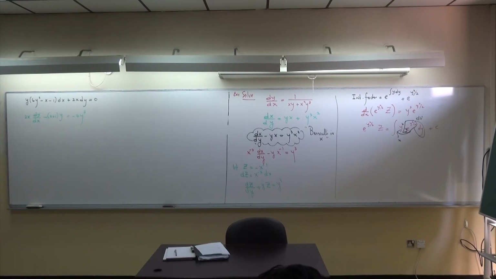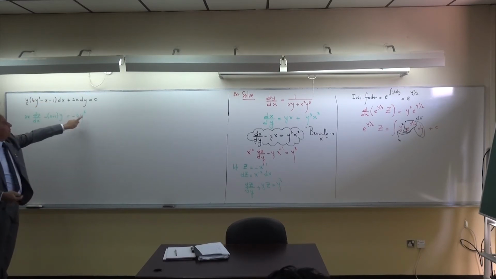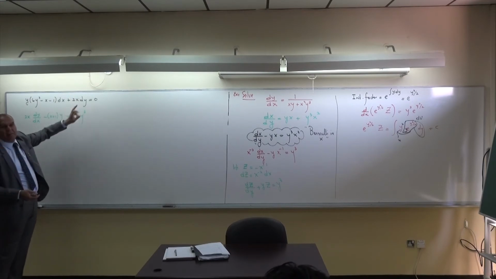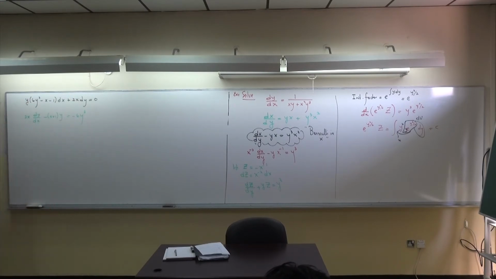You have to write it in the Bernoulli form. The Bernoulli form says: function of x times dy/dx, plus function of x times y to the power 1, equals function of x times y to the power of whatever number, in this case y cubed. So we know this problem is a Bernoulli in y.